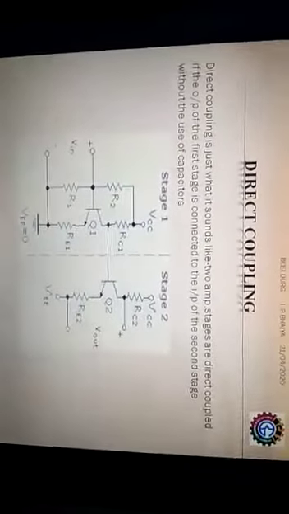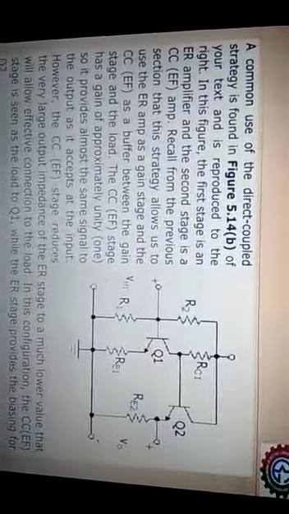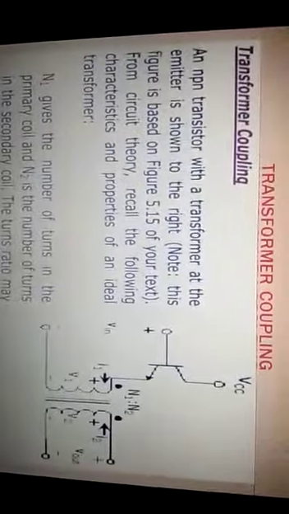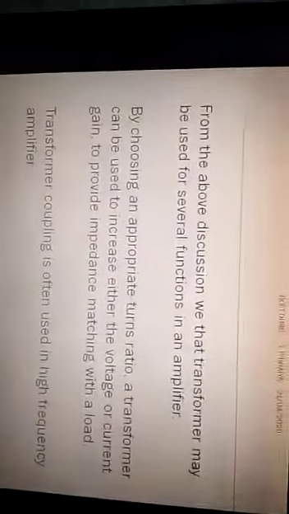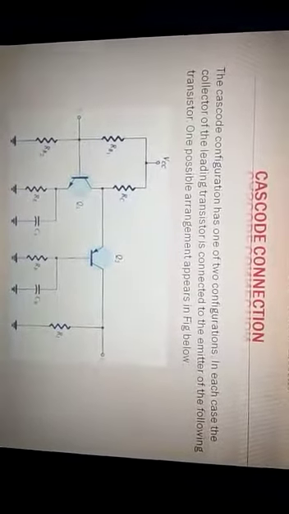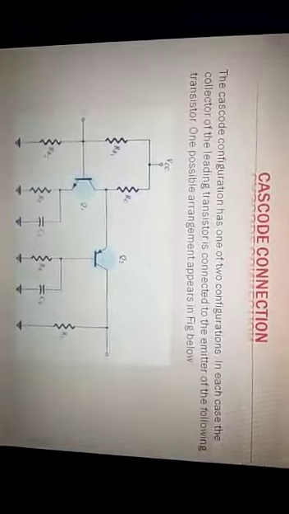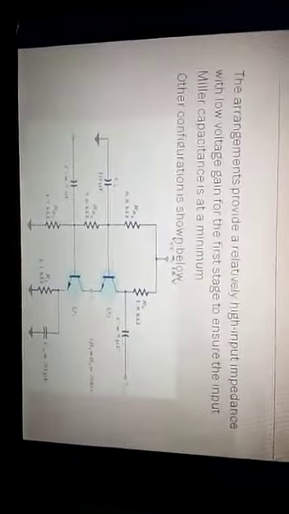Now this direct coupled amplifier we have seen, the example also of the direct coupled amplifier. What is the effect of the fluctuating temperature we have seen. This is the direct coupled amplifier which we have seen. Transformer coupling, this type we have seen between the two stages. And this impedance matching can be done with the help of this turn ratio, that also we have seen. And cascode connection, I have already presented one video on this cascode connection particularly. So that we have seen, that is CE-CB stage is the cascode connection.